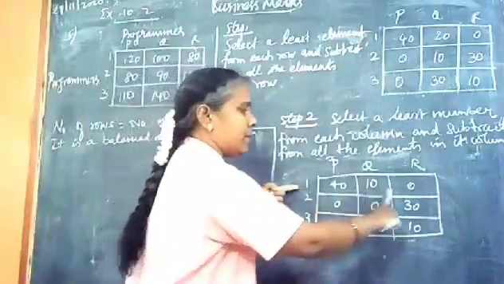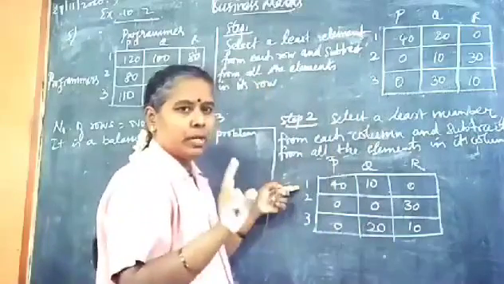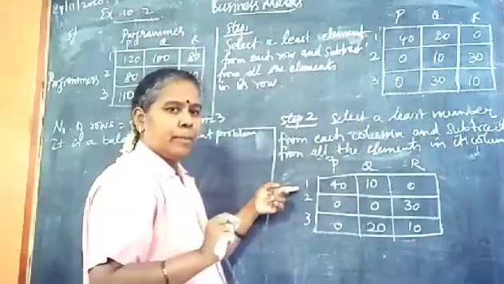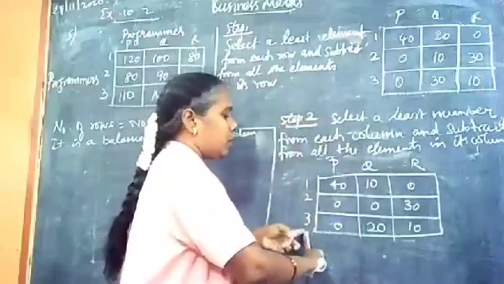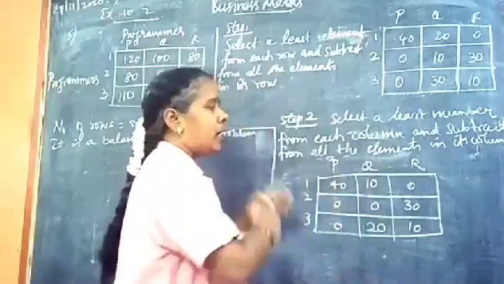Yes, I am having 1 zero. At least 1 zero is nothing but minimum 1 zero. Second row, yes, I am having at least 1 zero. Third row also I am having 1 zero. Now I am going to check for columns.